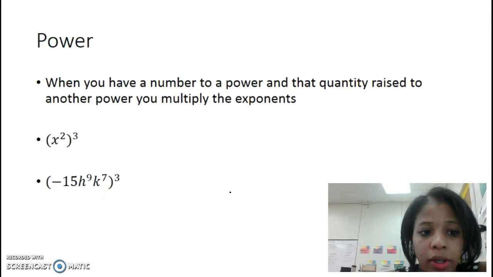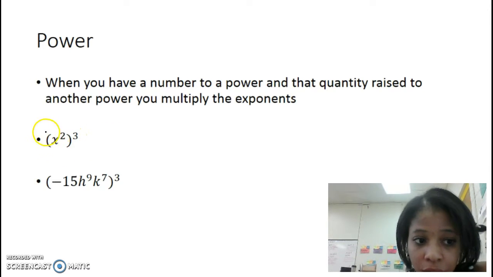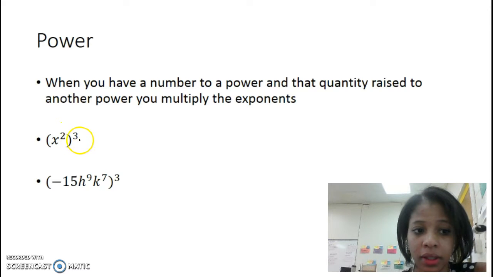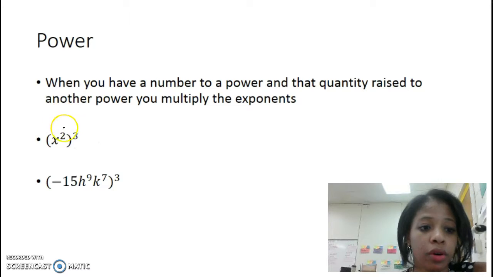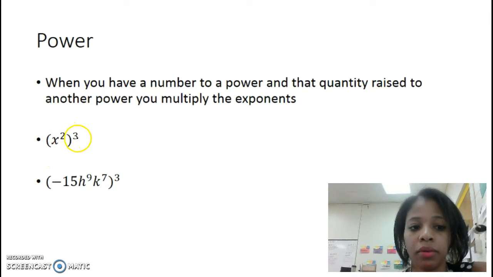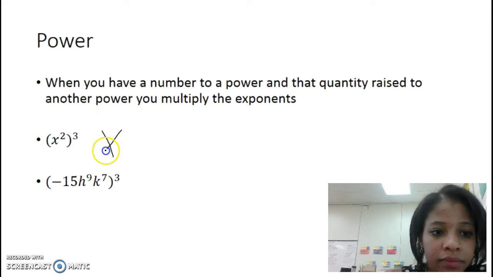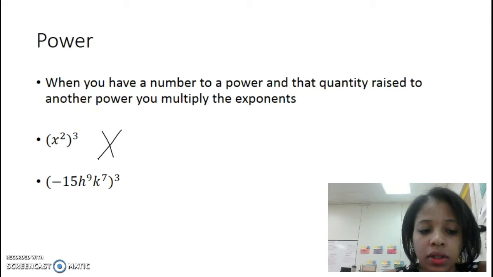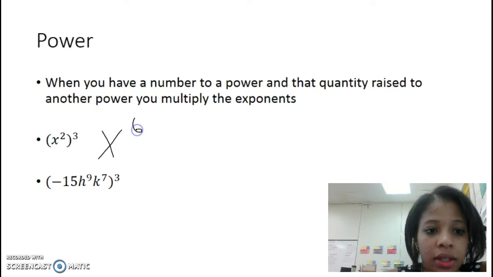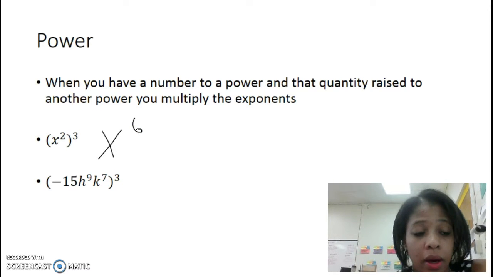A power to a power. So when you have a number to a power and then raised to another power on the outside of a parentheses, then that's when you're multiplying those exponents together. So I have x squared and then that whole thing to the power of 3. So I'm going to keep my base of x, and then when I multiply the exponents, I would get 6. So my answer would be x to the 6th power.